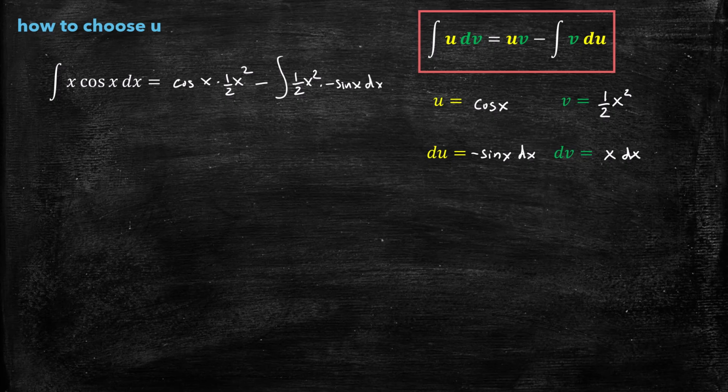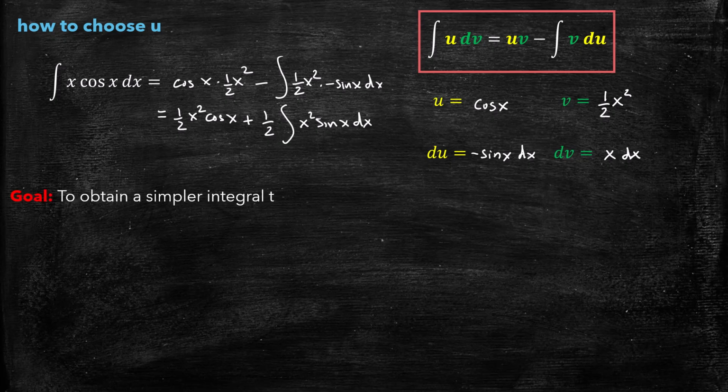I'm hoping you can already see, maybe if we tidied this up a little, it might help. So we put the half out there. We have the integral of x squared sine x dx. That feels worse than what we began with. So the overall goal in terms of how to choose u is to make sure at least that you obtain a simpler integral than the one that you started with. And here, this is definitely not a simpler integral.